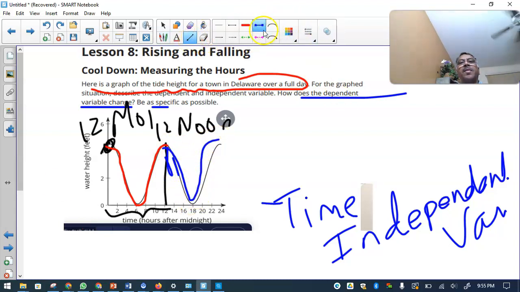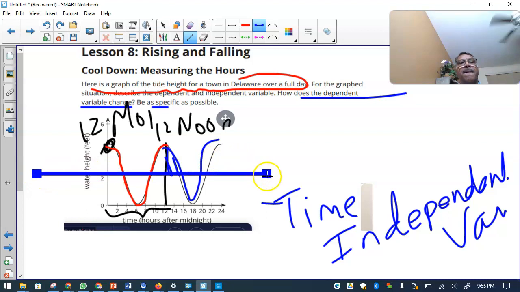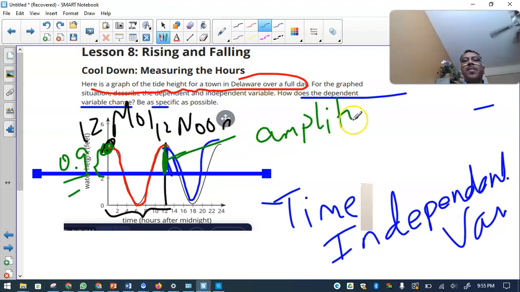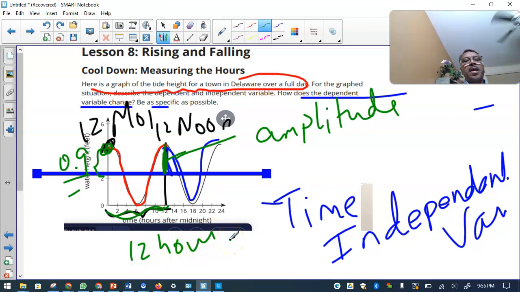Hope that helps. I just wanted to show you. Later on you'll see there's a midline somewhere here. And we can create a function of this, a cosine kind of function, where there's almost a 1, maybe 0.9 here, and this will be called the amplitude. And the period is 12 hours. Okay, 12 hours, and then you can write it down.